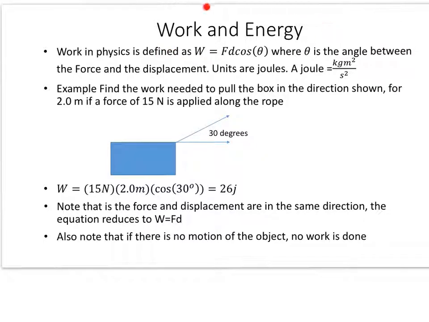This video deals with work and energy. Now in physics, work is defined as the product of force times displacement times cosine theta, where theta is the angle between the force and the displacement. The units are something called joules, and a joule is defined as a kilogram meter squared per second squared.